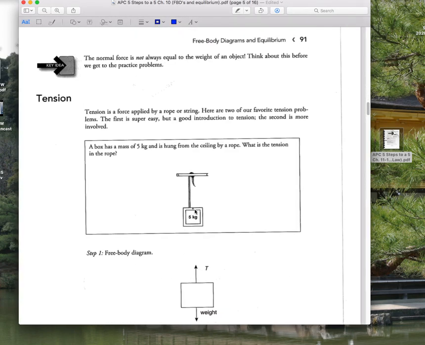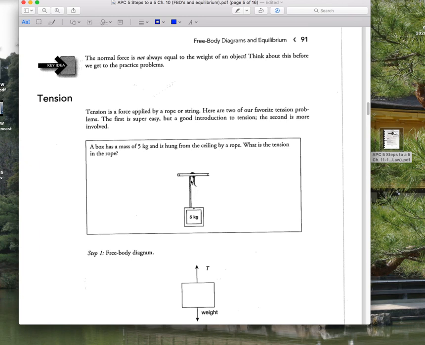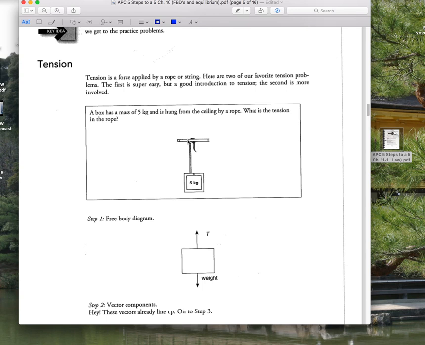So tension is an internal force. If the rope is weightless, everywhere in that rope would have the same amount of tension. If the rope does have weight, the tension at the bottom would be greater than the tension at the top.